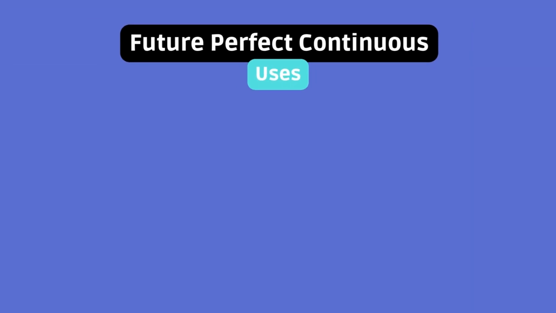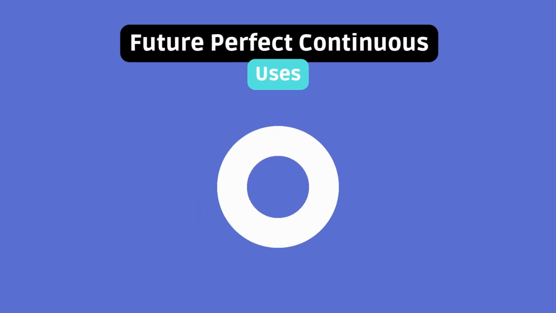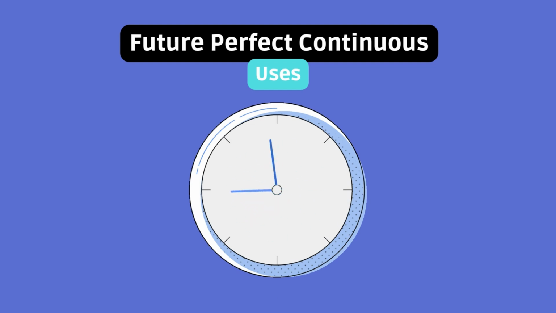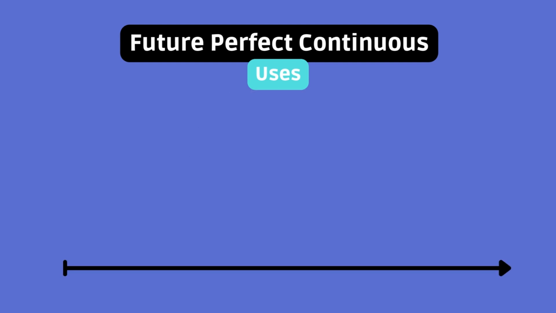Uses. Now, with the structure of the future perfect continuous out of the way, let's look at when we use it. It helps to think of it as a tense with an emphasis on the duration of a future ongoing action up to a certain moment.